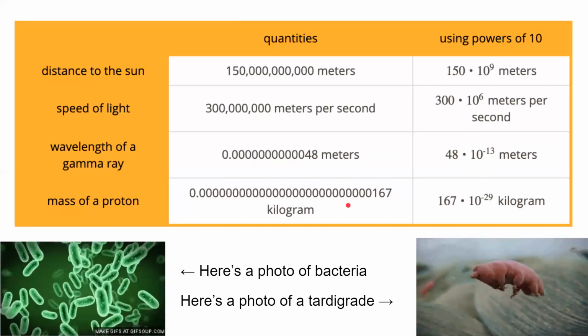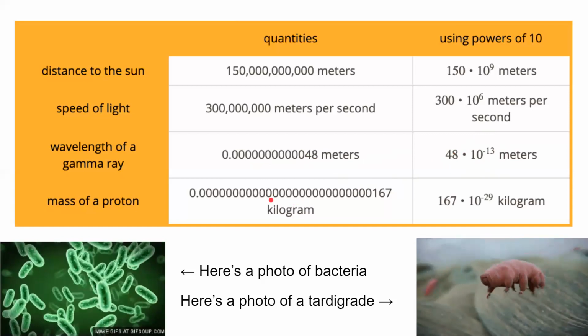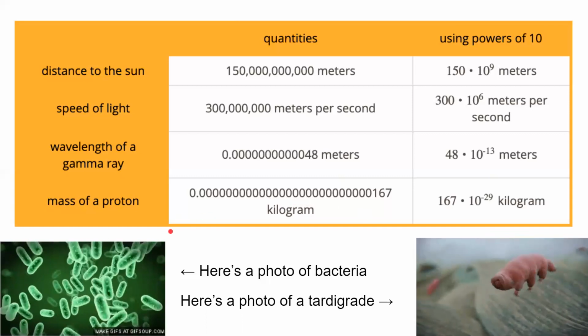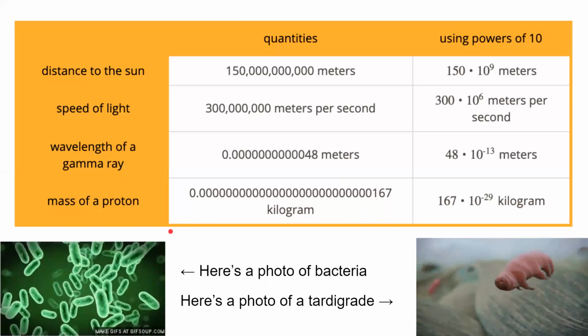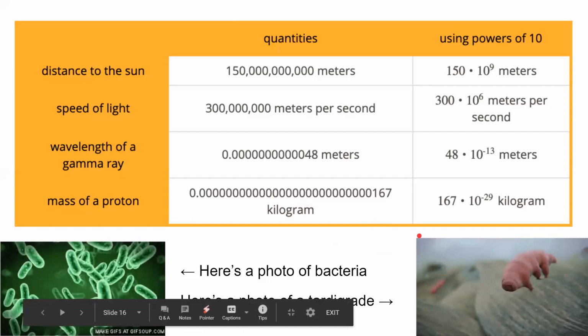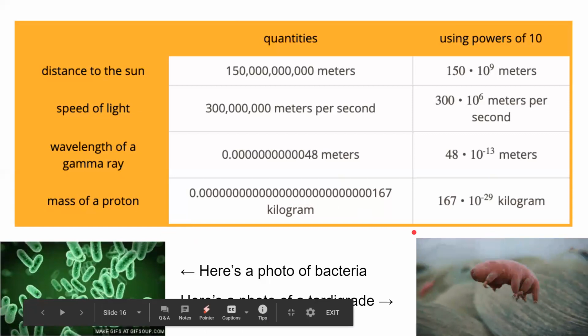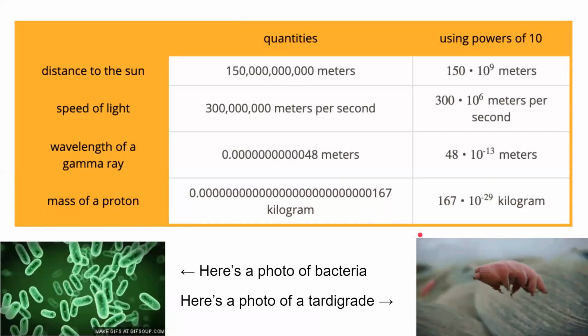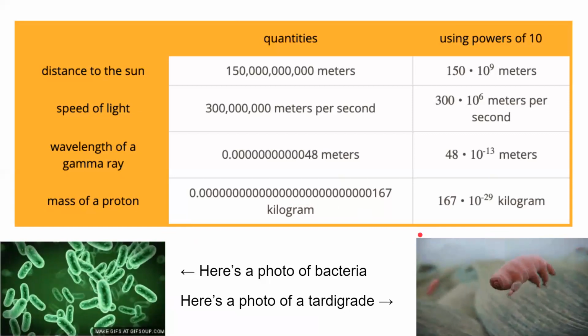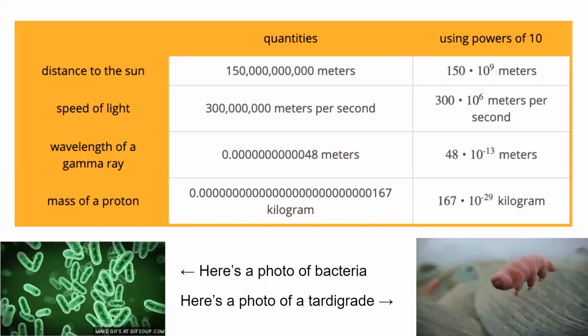So when you think about some of these tiny, tiny things, here's an image of bacteria, and here's an image of a tardigrade. One of the weirdest looking things that you might be able to look up online. And a tardigrade is also known as a water bear.